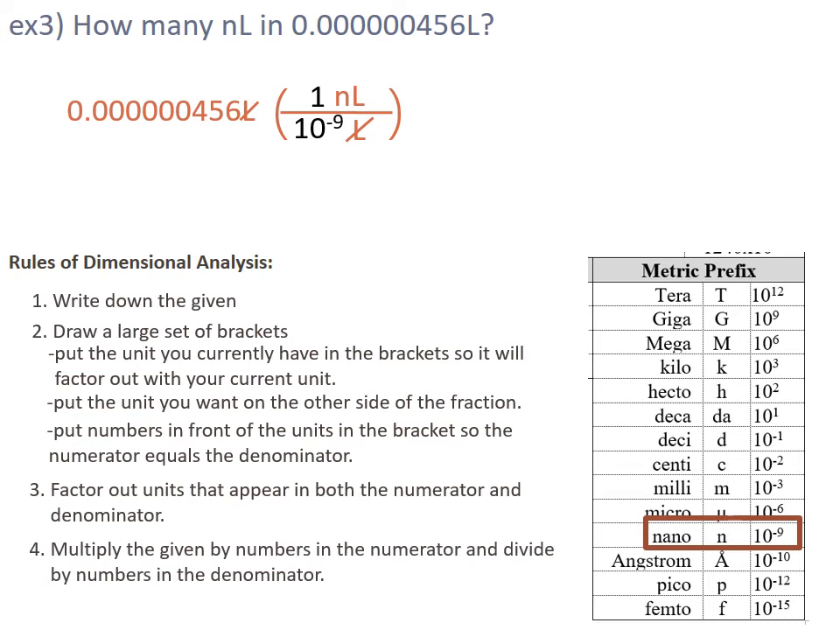So 0.000000456 multiplied by 1 divided by 10 to the negative 9. And then I will write my answer with proper units. And that gives me 456 nanoliters.